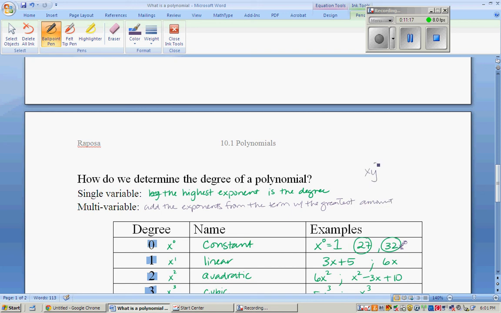So if you had xy squared minus x to the 5th y to the 3rd, this guy wins. And we would take it and we would add up the total amount. We have x to the 5th, y to the 3rd. We have a total of 8. So this would be an 8th degree.